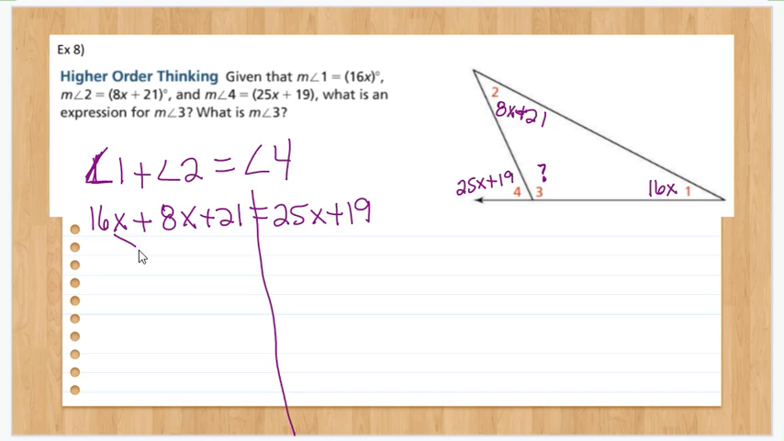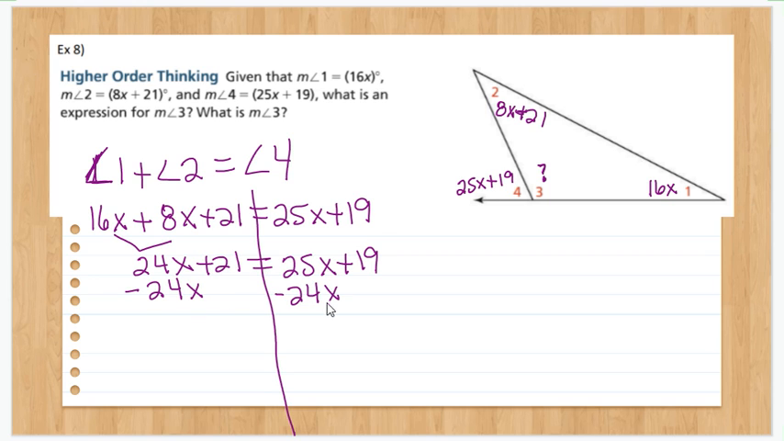Are there any like terms on the same side to combine? And yes, we can add 16x plus 8x. That gives me 24x. Bring down my plus 21. That equals 25x plus 19. Do we have variables on both sides? Yes, we do. Which one do we want to move? The smaller one is always the easiest, so we're going to subtract 24x from both sides.